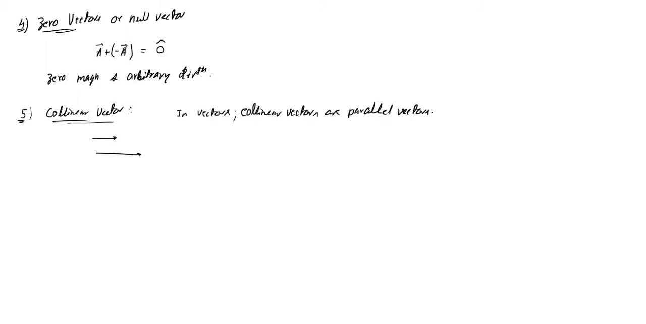Now in vectors, we have also defined anti-parallel vectors. What is the meaning of anti-parallel vectors? Two vectors which are collinear or parallel to each other but in opposite directions. If this vector and this vector are parallel but they are acting in opposite directions, they are called anti-parallel vectors. For lines, we do not define anti-parallel lines. Why? Because lines do not have any direction. But in vectors, we have directions, so that's why we can define anti-parallel and parallel vectors.